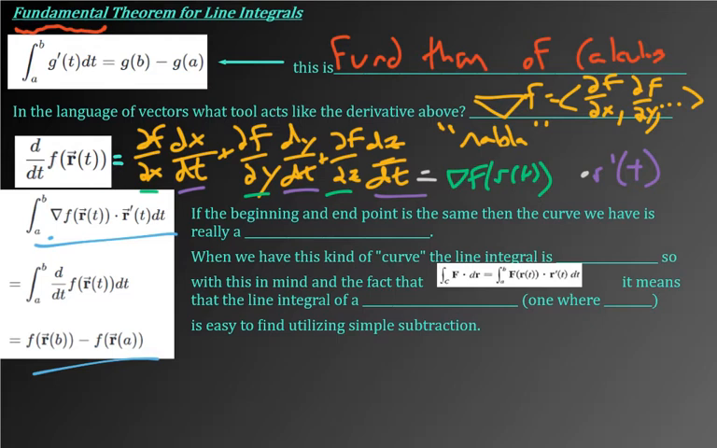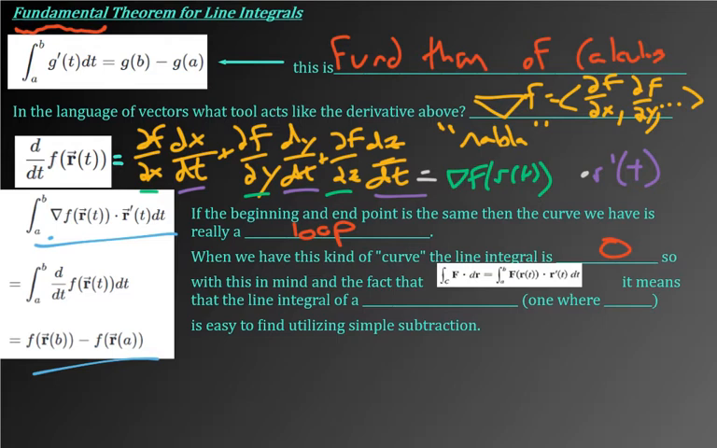And this is where you can really see that a conservative vector field is going to have a zero line integral, because if the beginning and end points, the a and b, are the same, then the curve we have is a loop, okay? And when we have this kind of curve, the line integral is 0. And with this in mind, and the fact that this structure right here is just how we write the integral over a curve, F dot dr, it's just this thing, sort of.